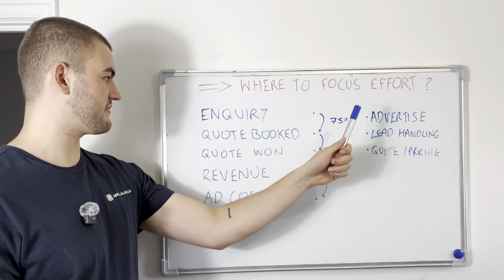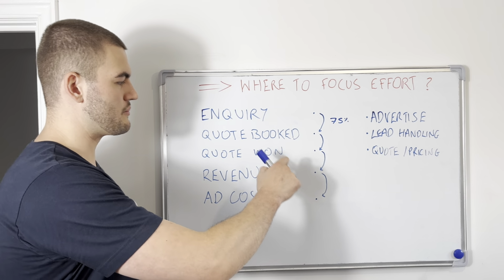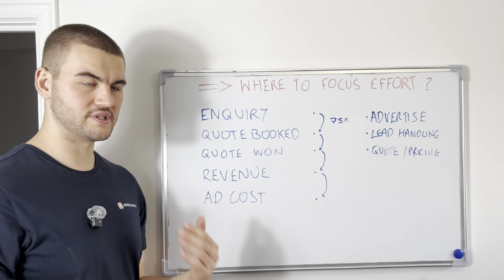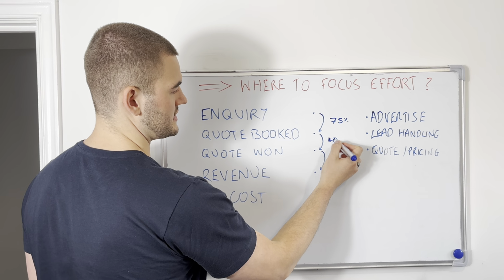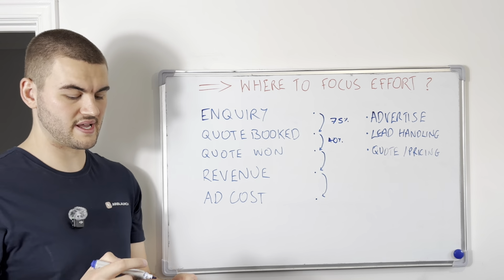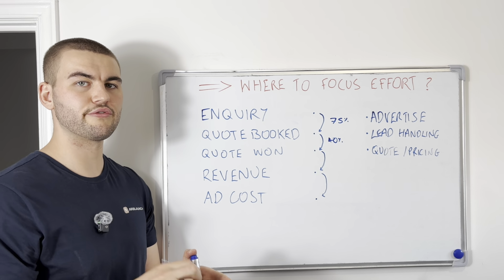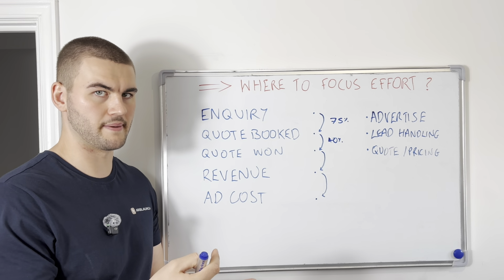If you're converting 75% or more of the inquiries to booked quotes, then we need to look at how many of them you win. So if you're winning less than 40%, let's do 40. If less than 40% of the quotes you do are won, then it probably means you're not competitive enough, or something you're doing at the quote isn't right.